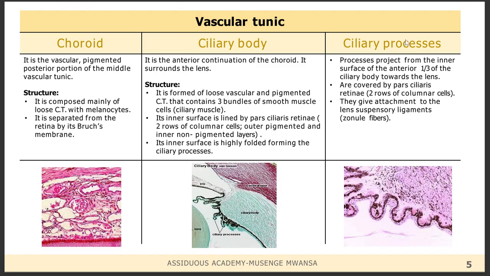And then the ciliary processes will project from the inner surface of the anterior one third of the ciliary body towards the lens and are covered by pars ciliaris retinae, which are two rows of columnar cells, same like the ciliary body. And they'll give attachment to the suspensory ligaments, which are also called zonular fibers. Okay, it's on the ciliary processes, these things that are coming out like that.